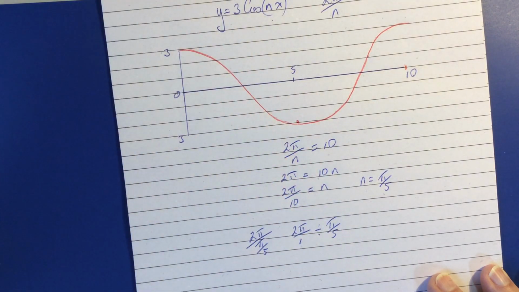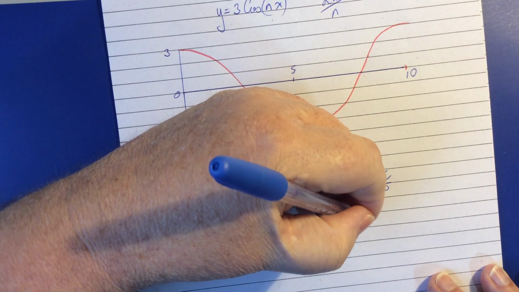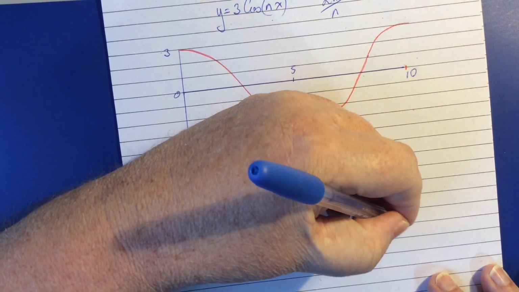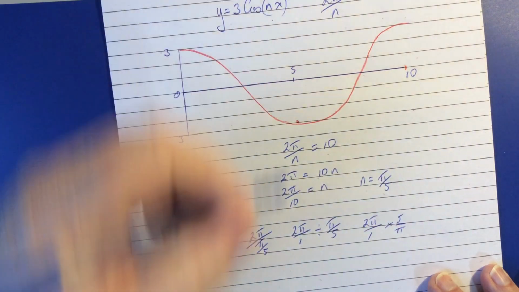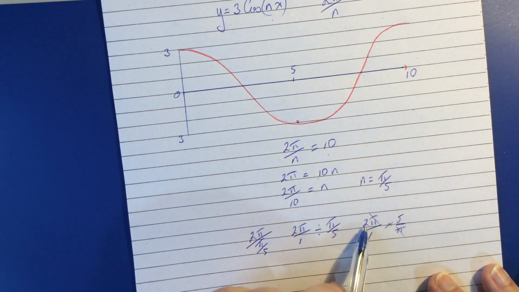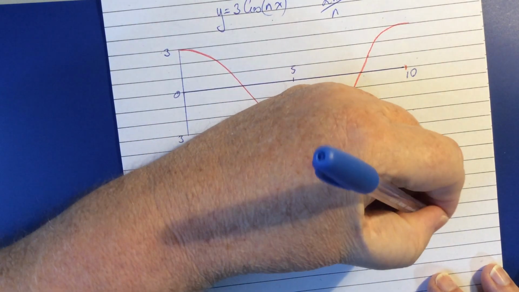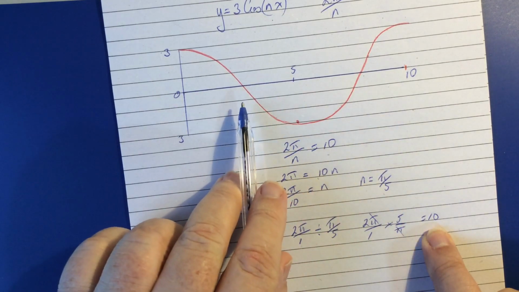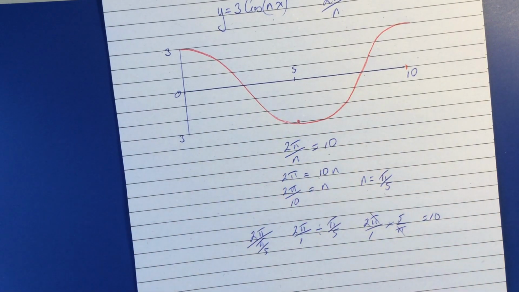Now, we're back to early high school or late primary school, the division of fractions. So that is 2 pi on 1 times 5 on pi. I think you can see what's going to happen here. We can cancel those two and we get 10, which is our period for this graph. That's all the maths that's involved, but it does take that leap.